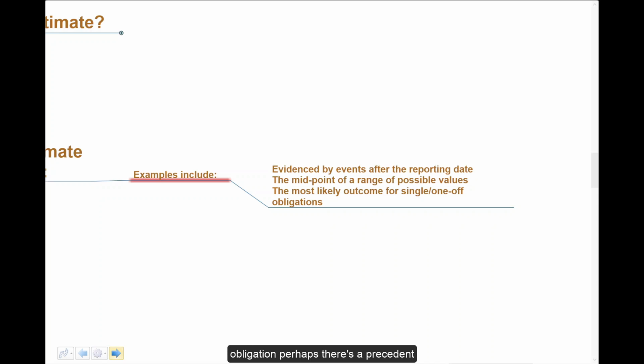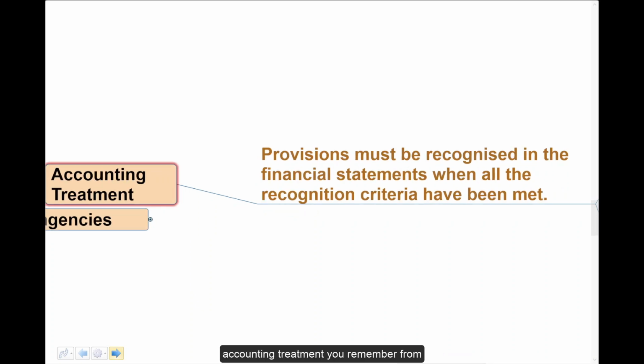Perhaps there's a precedent. Perhaps we're familiar with other cases or other claims against similar companies that are in the same sort of area, and we think that certainly, our claim or our likely future obligation is going to be in that area. Okay. Our next area is really accounting treatment. You remember from our study of standards, accounting treatment is really our third area outside of definitions, criteria or conditions, and indeed disclosure being fourth.